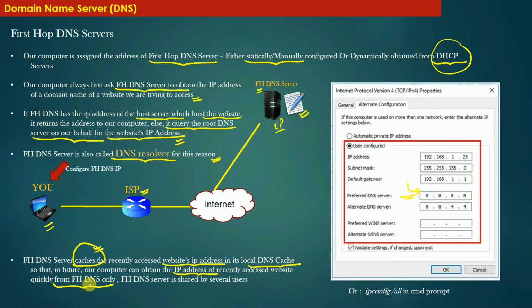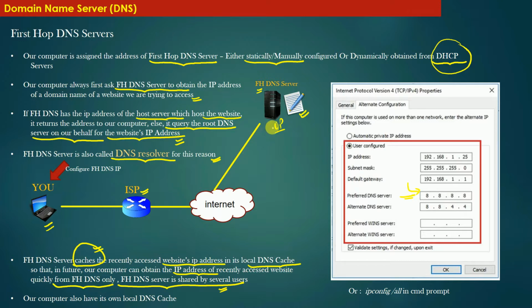In that case, the first hop DNS server would not have to query the DNS system in order to obtain the IP address of the requested website, because that particular website is a recently accessed website, and the first hop DNS server would store the IP address of recently accessed websites in its local DNS cache. And remember, the first hop DNS server is shared by several users. It's not like there is one dedicated first hop DNS server for you. The first hop DNS server is shared among many users.